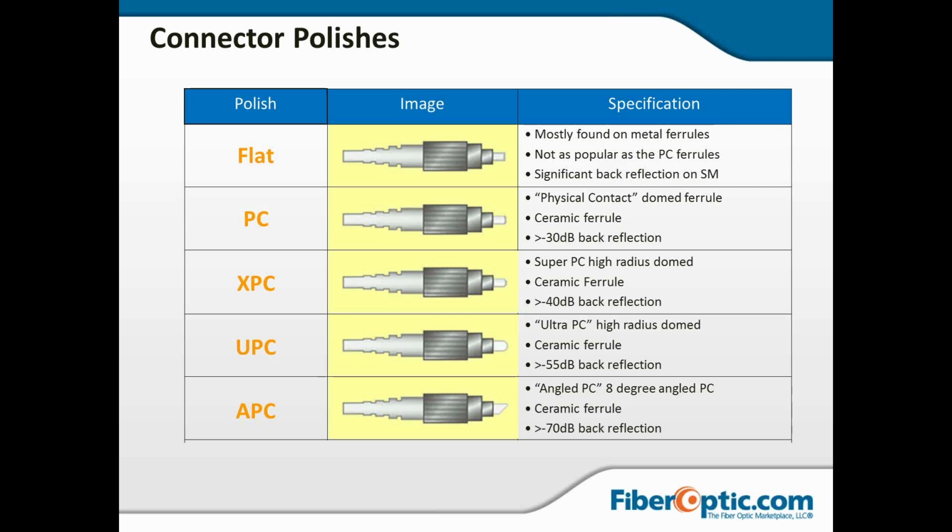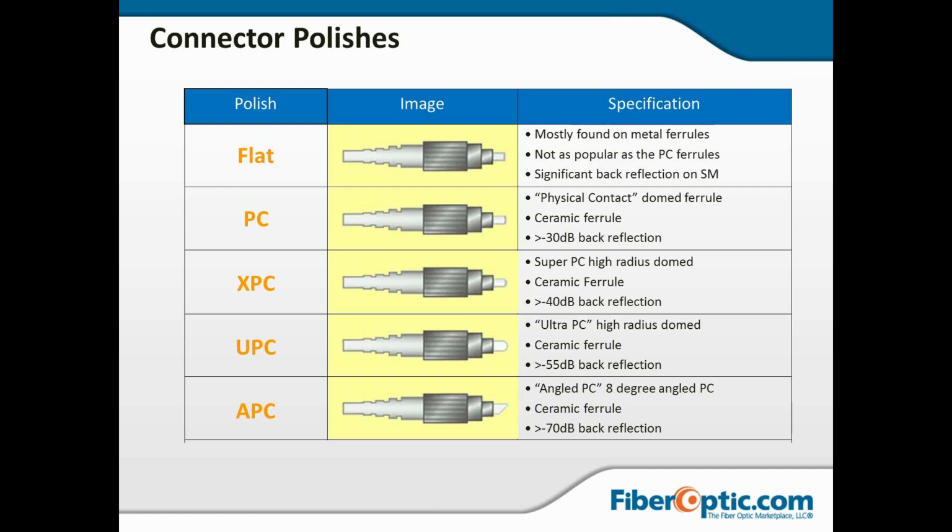So the new design rounded off the corners. Instead of it being flat straight across, it just rounded it off a little bit. That allowed some of the dust to shunt out to the edges and still maintain physical contact at the glass surface. In fact, it sounded so good, they decided to call them physical contact connectors, or PC connectors.